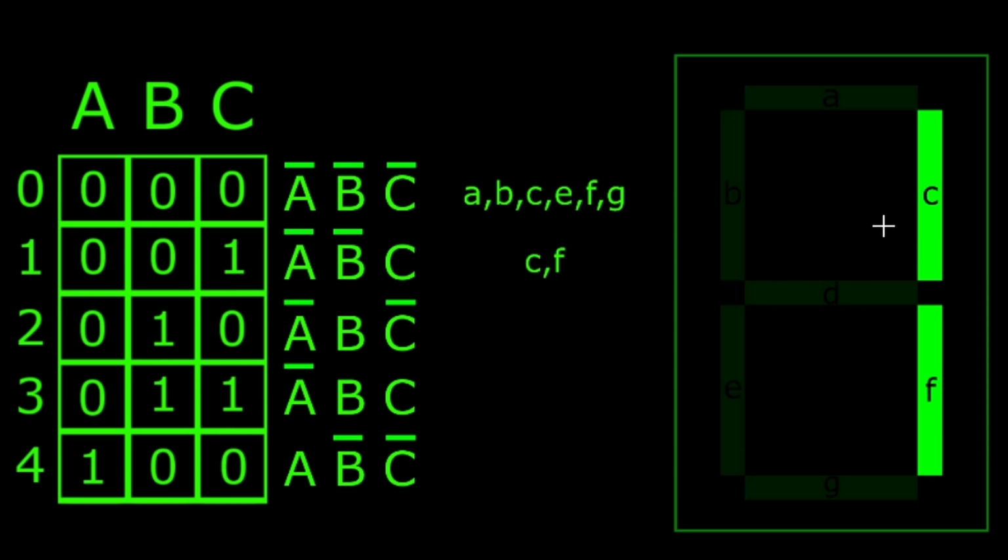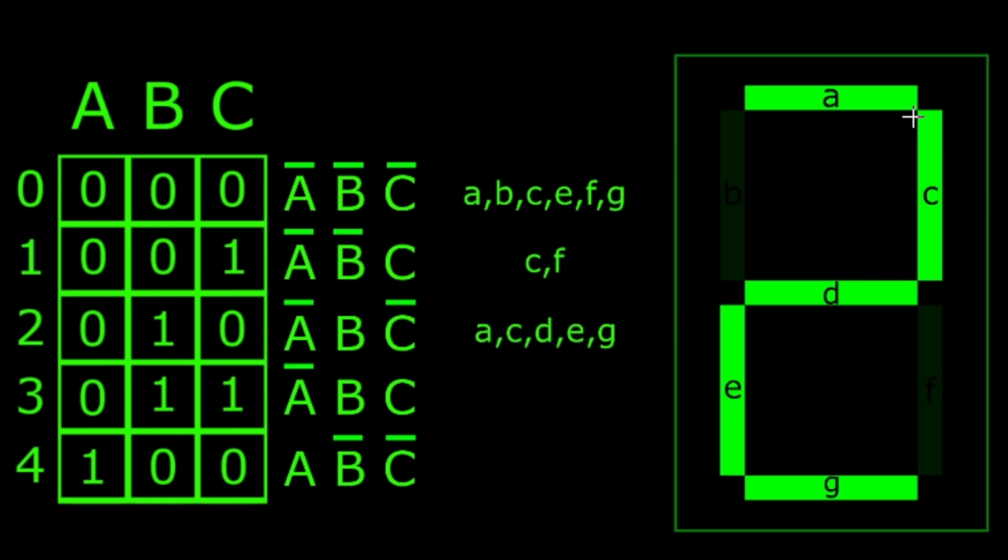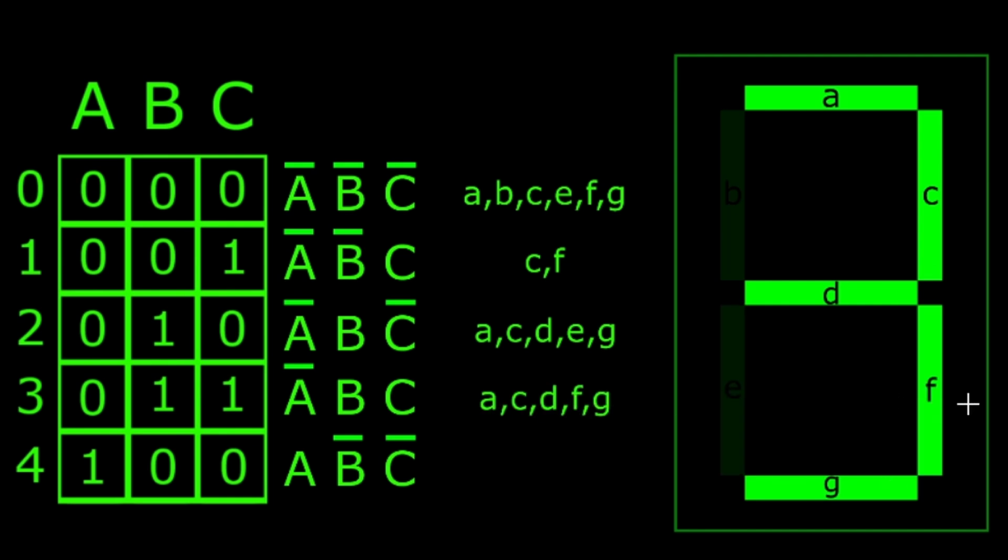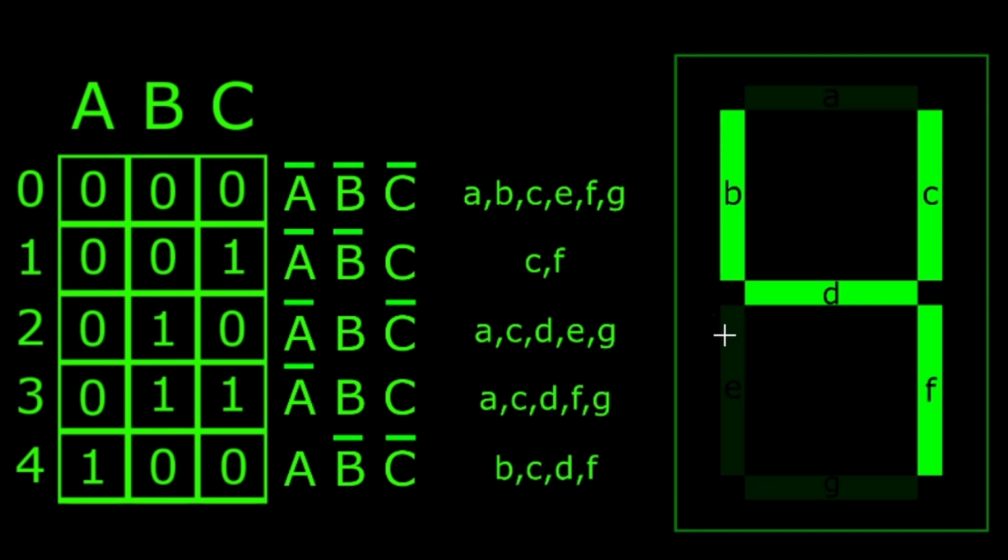And when we want to display a 1, we only need these 2 segments to be on. So we'll write it down in the middle here and say that when not A multiplied by not B multiplied by C is equal to 1, then we want these 2 segments to be on. And we want these 5 segments to be on when we display the number 2, these 5 for number 3, and these 4 for number 4.